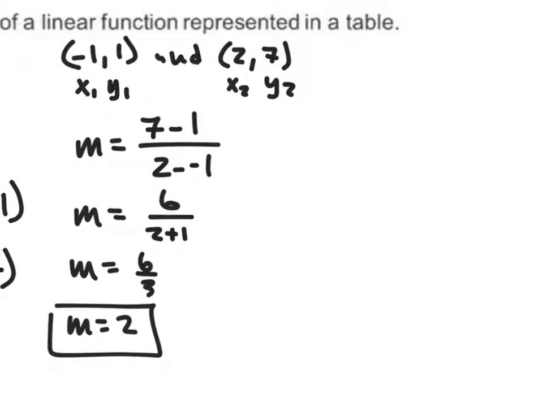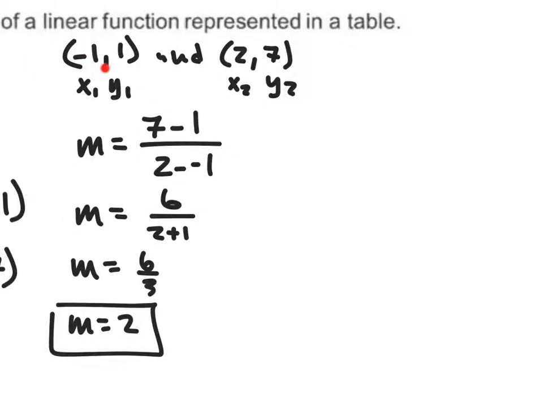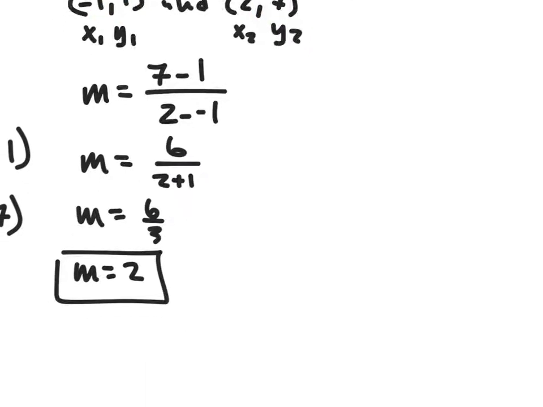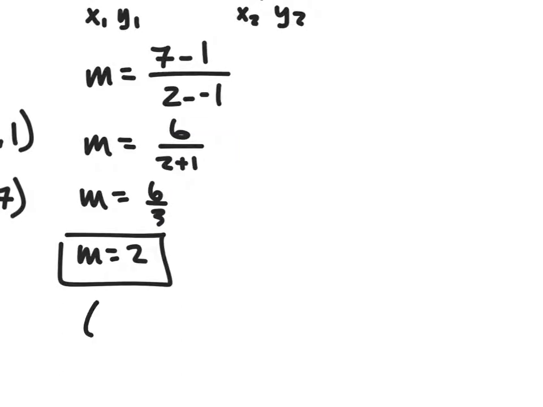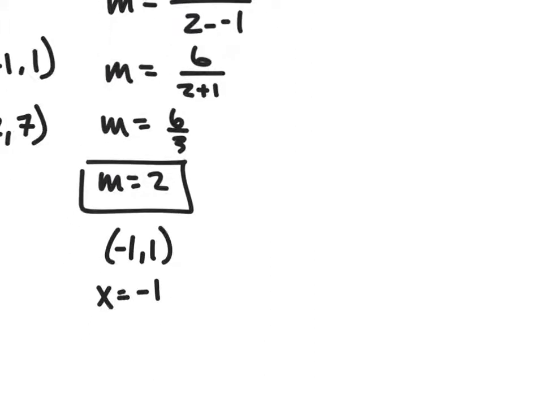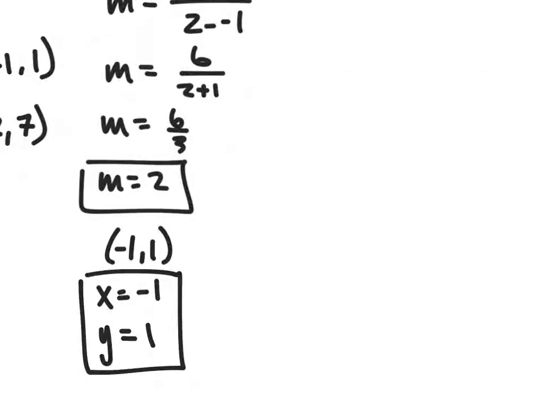All right, now what I want to do is use the point. So I've got my slope, and let's just choose a point. We could use either the first one or the second one. I'm going to use the first one because my numbers are smaller. I prefer to operate with smaller numbers. So I'm going to use the point (-1, 1). From here I know that x is equal to -1, and I know that y is equal to positive 1.